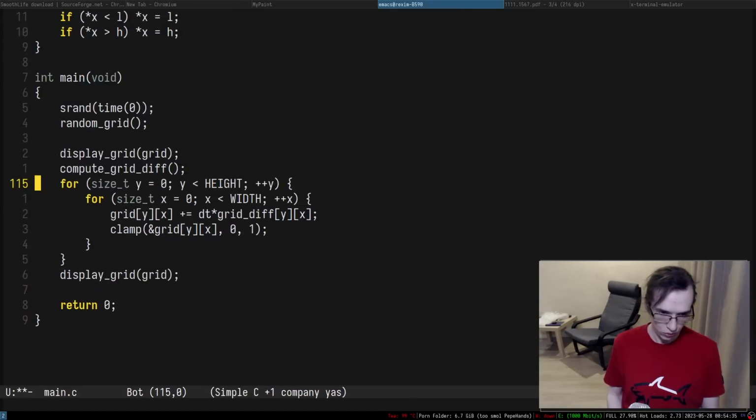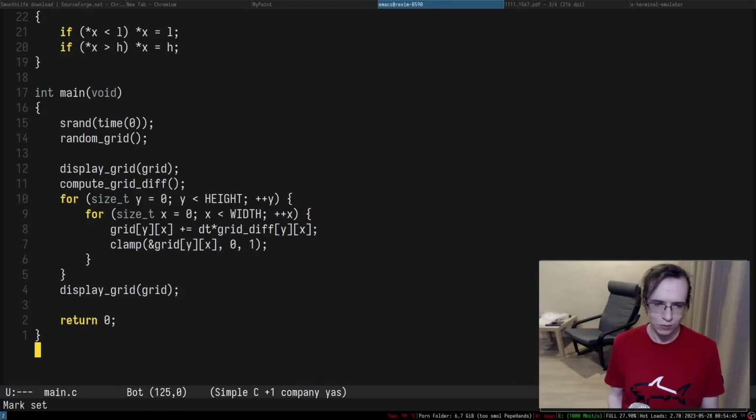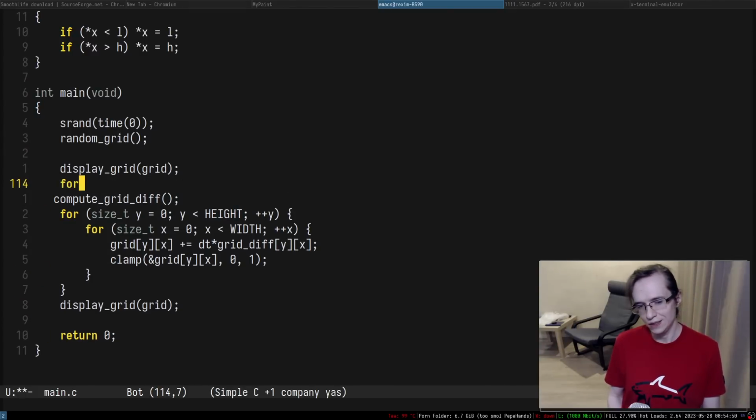Okay, so let me try the following thing. I'm gonna make the size of this stuff bigger. Maybe not that big, but we can make 20 by 20. And let's try around maybe 10 iterations.